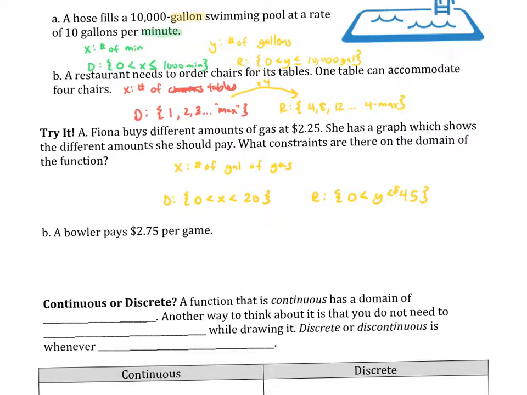However, the bowler has different restraints. X is going to be the number of games. So with that in mind, he's not going to play 0 games because then he's not playing. So the domain is going to be 1 or 2, etc. And there's a maximum amount. What's reasonable? I don't know, maybe 10 or 12. But really, you're not going to go much more than that because you'd do harm to yourself. Now, the range, of course, is going to be whatever this is times $2.75, and we'll stop it there.